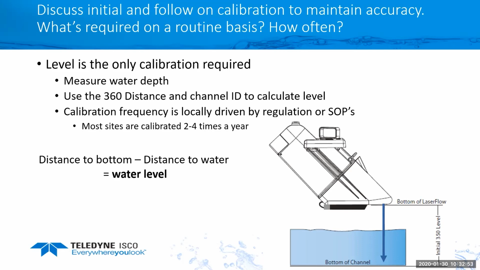Now, as far as the calibration frequency, it's really site-specific, and a lot of it is driven by local regulations on how often you have to do that, or just your standard operating procedures. Now, with that said, just talking to people all over the country, a lot of times they'll go out 2 to 4 times a year to do level calibrations. So they go out and just check the application, calibrate, or verify that the level is still reading properly.